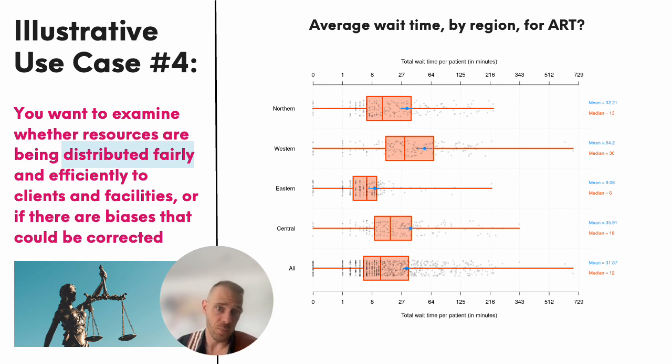So this might be a starting point for further conversation. We say, wow, this is a huge discrepancy. Does this mean, for example, that resources in the western region are not as available as in the eastern region? Why is it that patients are waiting so much longer in one part of the country versus another?